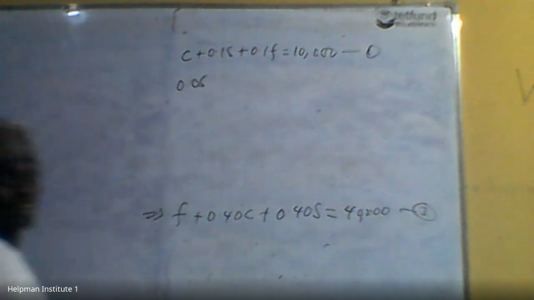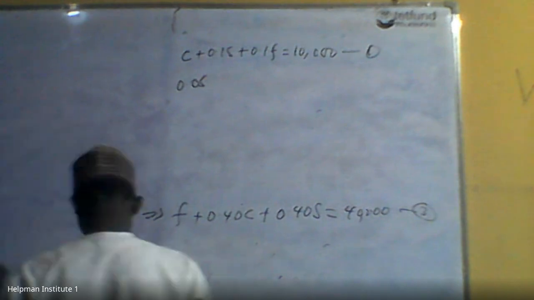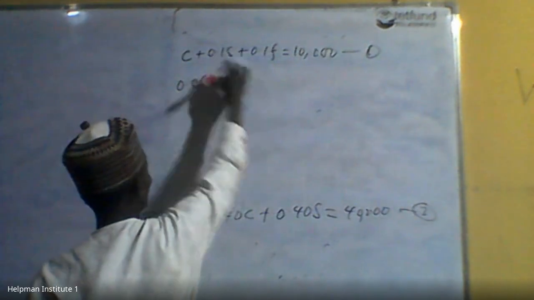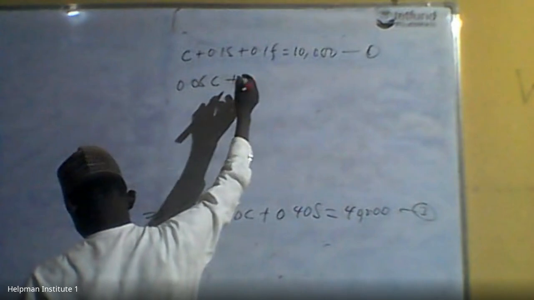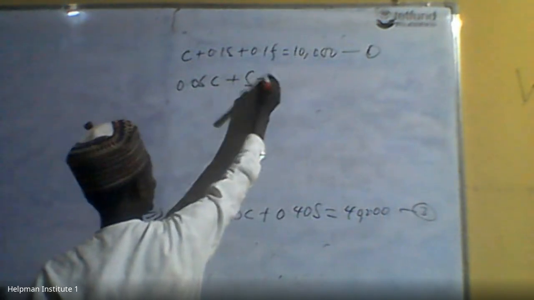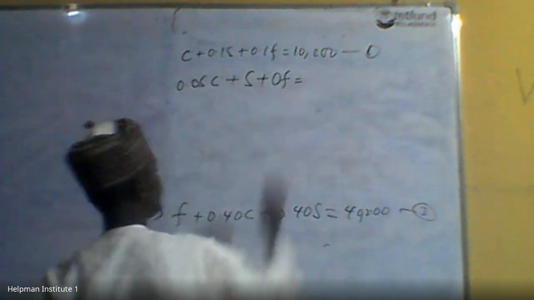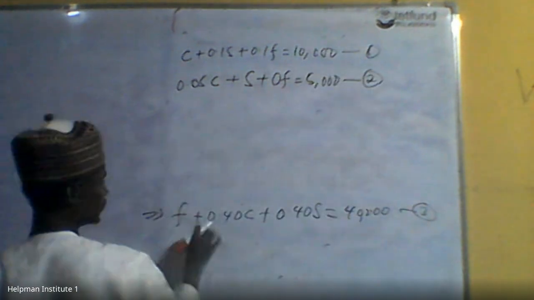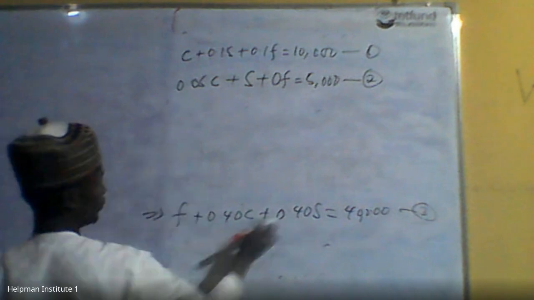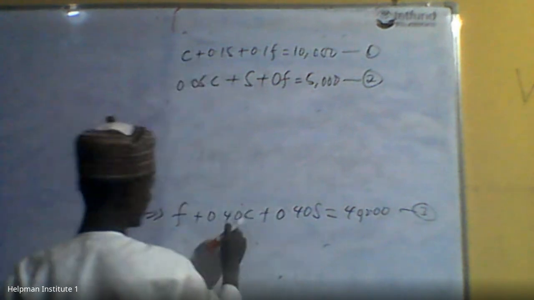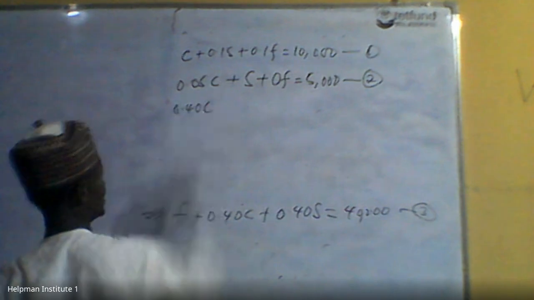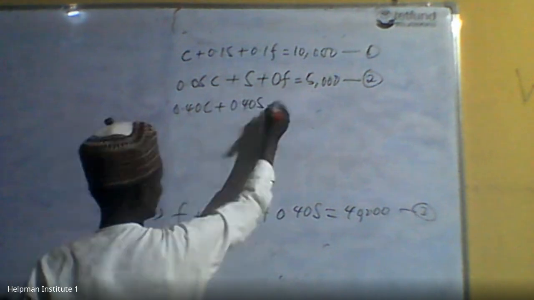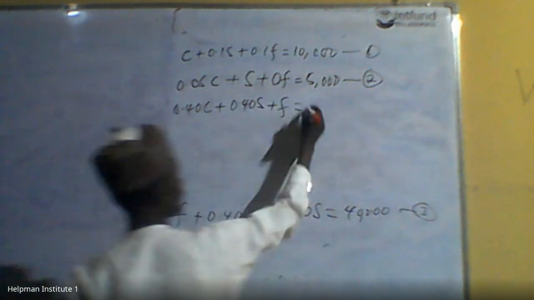At the state level, F is 0, right? So you have 0.15C, plus S, plus 0 of F, equal to 5,000. Equation 2. Then the last one we just copy and paste here. The first term we write is C. So take the C term, which is 0.40 of C, plus the middle term, 0.40 of S, plus the last term, which is F, equals 40,000.